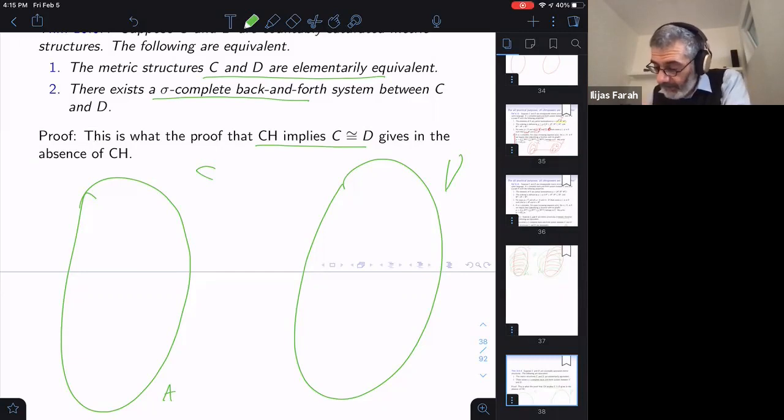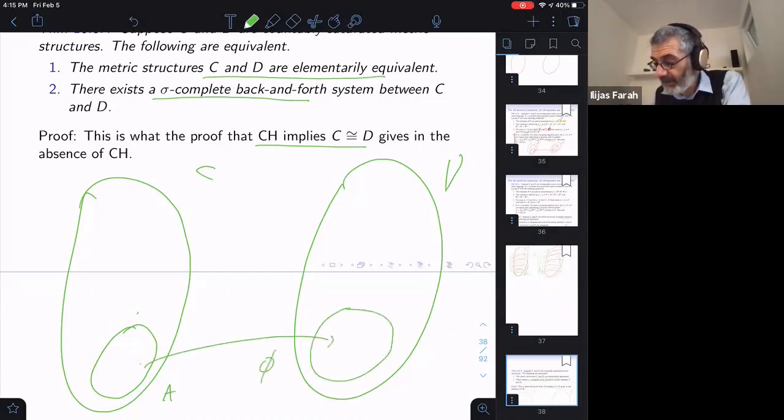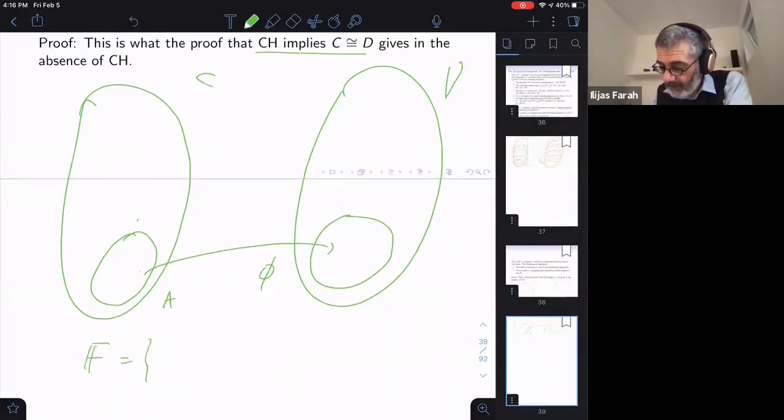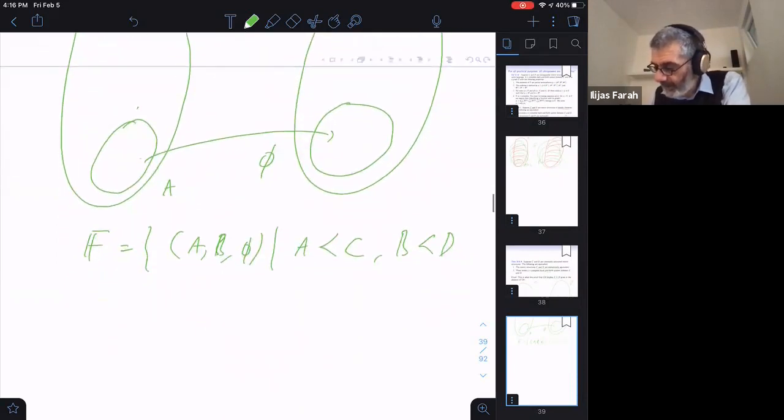Let's see. So you just choose a separable elementary submodel of C. And now by universality property of countably saturated structures, there is an embedding of it into D. So what is my F? F is the set of all triples, A, B, phi, such that A is elementary in C, B is elementary in D, they're both separable, and phi is an isomorphism between A and B.